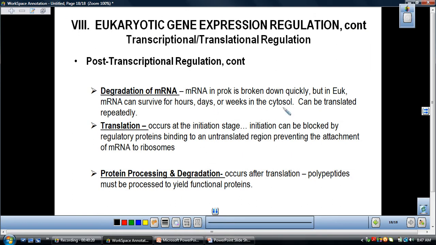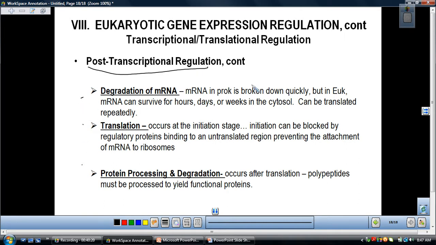Okay, this slide has a lot of writing in it, so if you're recording, you might want to push pause and then copy these things down. But I'm going to go ahead and talk. These are still ways of regulating gene expression, but this is post-transcriptional, meaning after transcription. There's several things that can happen that can still help regulate gene expression.